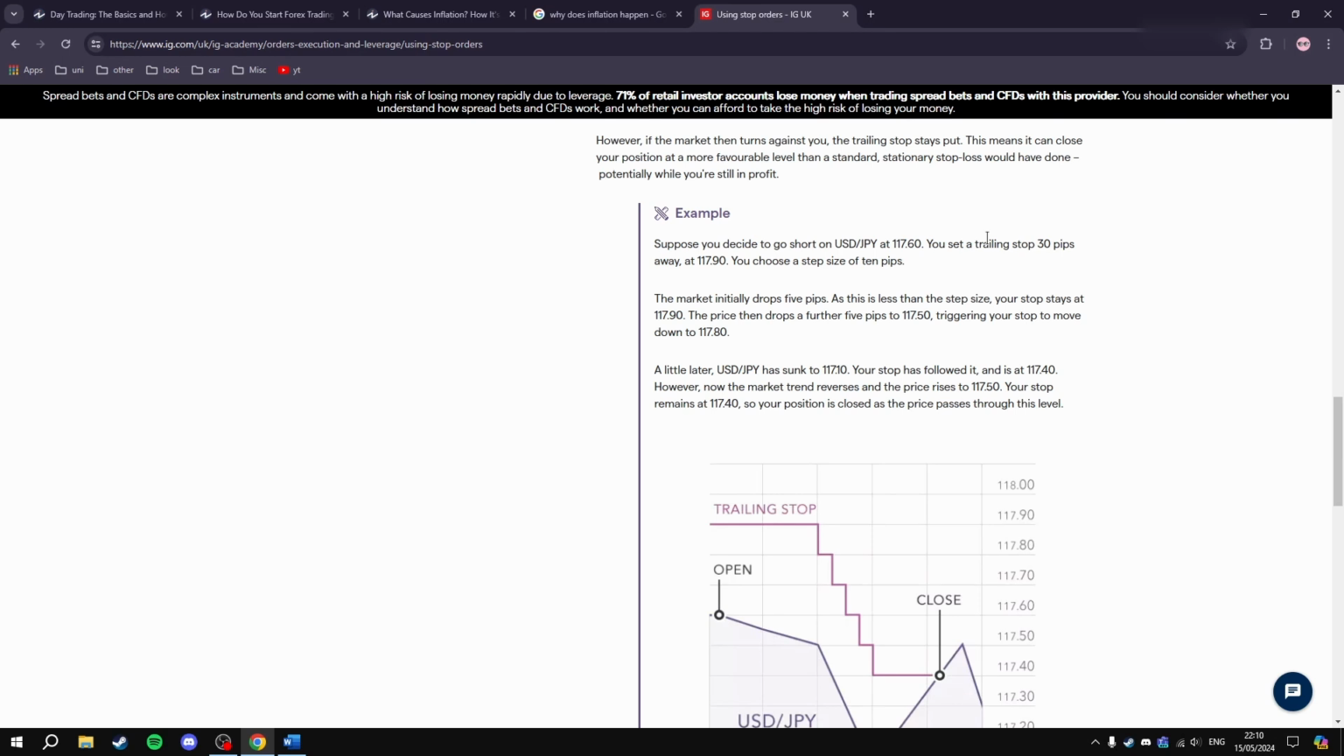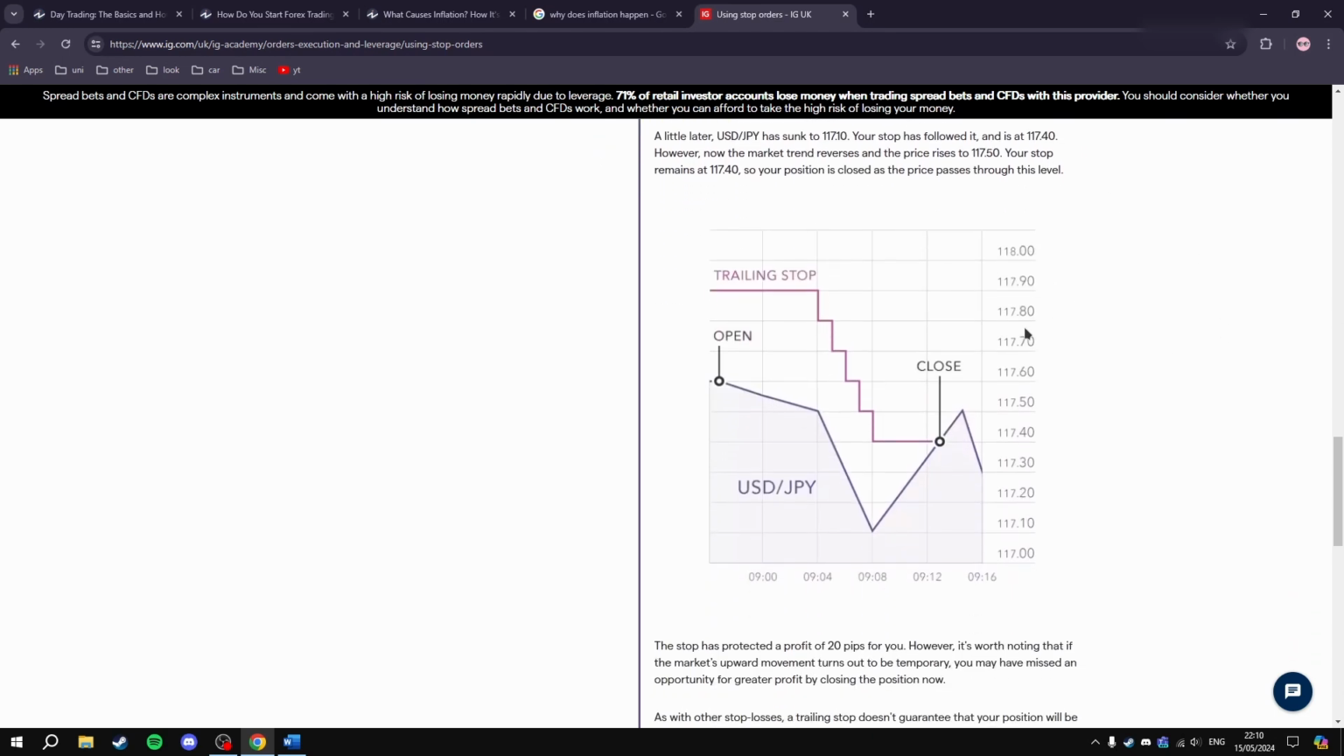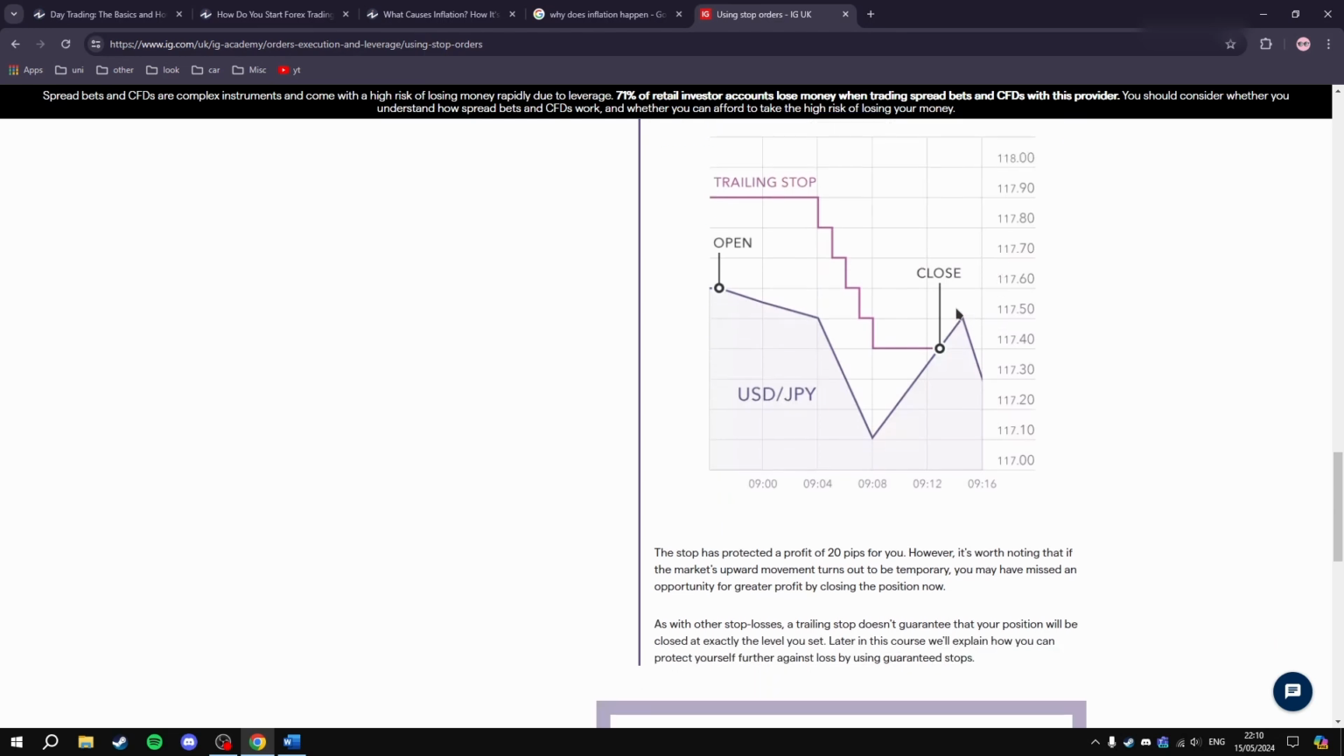A little later, USD JPY has sunk to 117.1. Your stop has followed it and is at 117.4. However, now the market trend reverses and the price rises to 117.5. Your stop remains at 117.4, so your position is closed as the price passes through this level. Yeah, the stop has protected a profit of 20 pips for you.